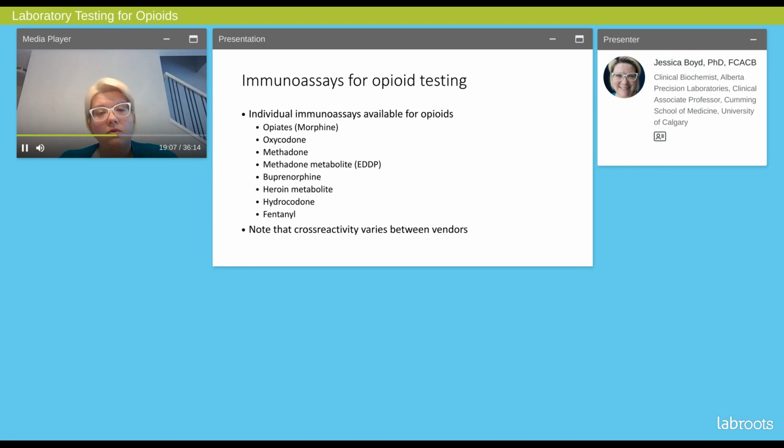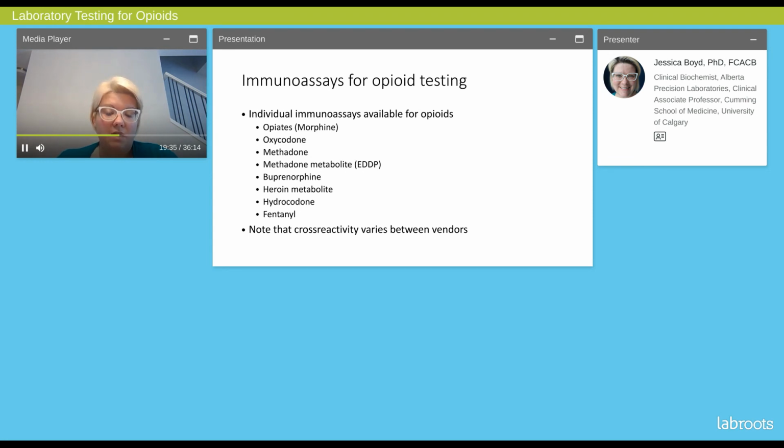Another thing to pay attention to are cutoffs. The opiates assay, for example, usually comes with two different cutoffs, a clinical and a workplace cutoff. And what you pick may depend again on your population and maybe also on your resources for sending out for mass spec if you don't have it on site. So understanding your reflex algorithm may also play a role in that as well.